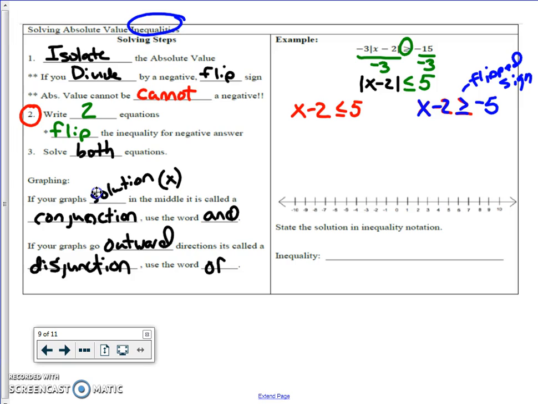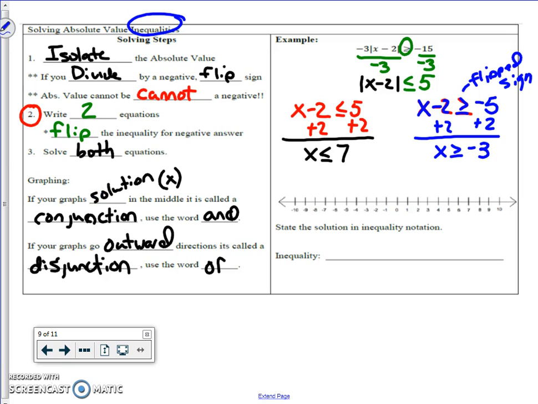Now we're going to solve for these inequalities. Add 2 to both sides, and on the other inequality, we can add 2 to both sides as well, and we're going to get x is less than or equal to 7. On the other side, I'm going to get x is greater than or equal to -3.